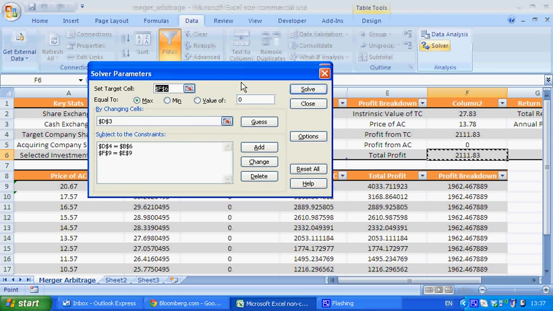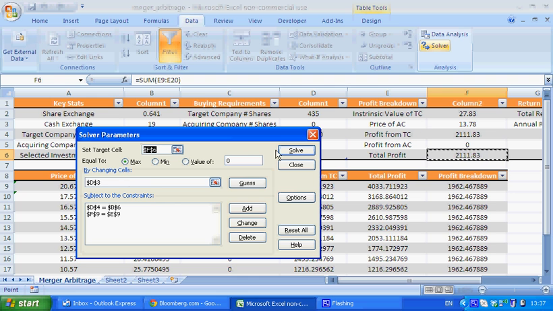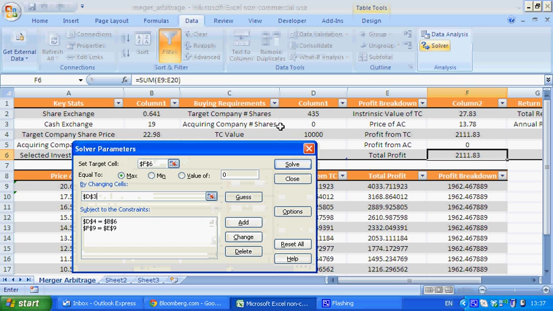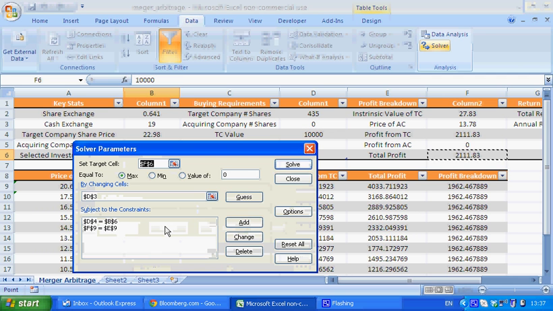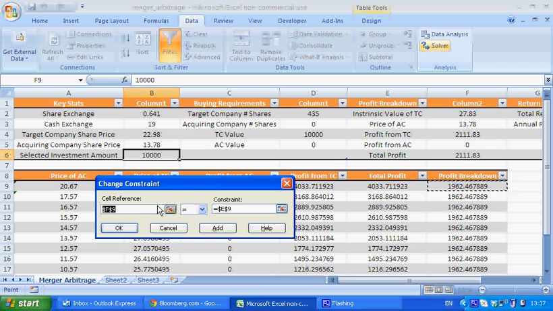So in short, we want to use the solver function, and what I did here is I set the target cell as total profit. We want to maximize total profit. We want to change the cell of the acquiring company, which is D3, and the two constraints we have are we want the TC value to be equal to the selected investment amount, and we press OK, and then we also want to have F9, which is the profit breakdown, equal to E9, which is the total profit.